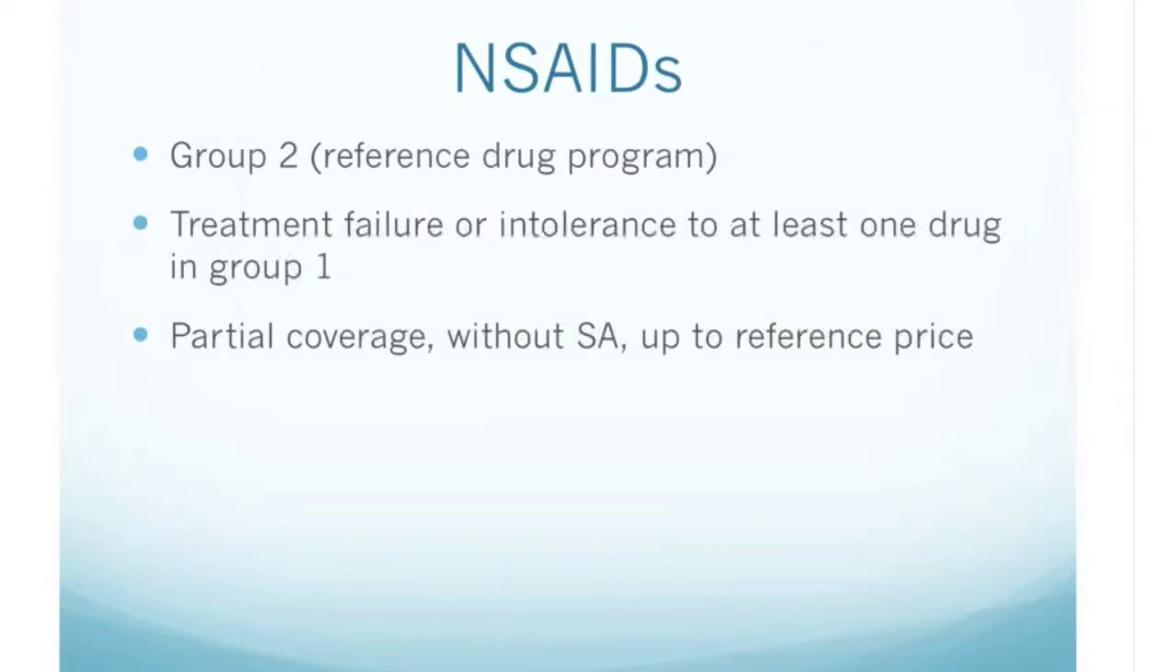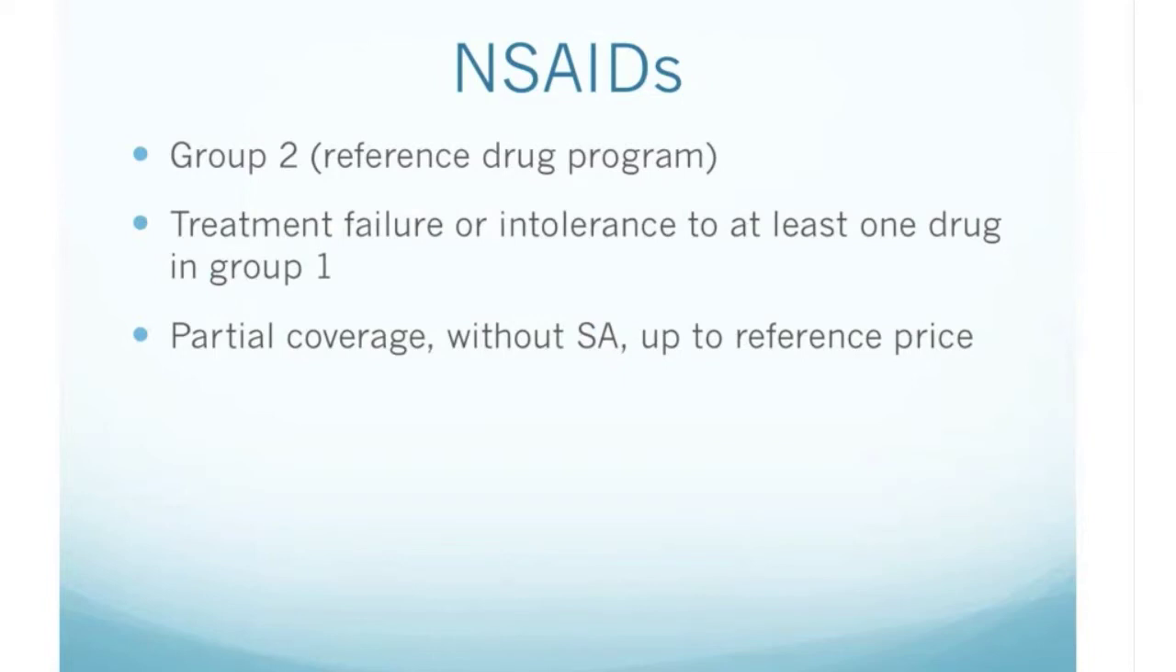Group 2 of the non-steroidal anti-inflammatory drugs applies to a group of drugs which are listed in a table, which we'll go through later on. The patient has to prove that there has been treatment failure or intolerance to at least one drug in Group 1 in order to qualify for coverage under Group 2. Partial coverage exists without special authority up to the reference price.